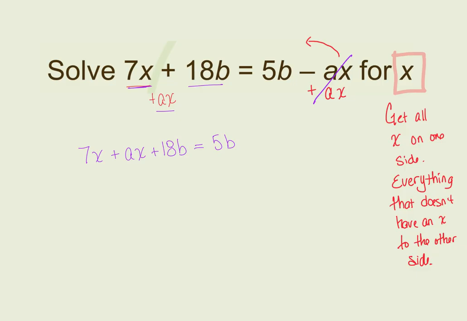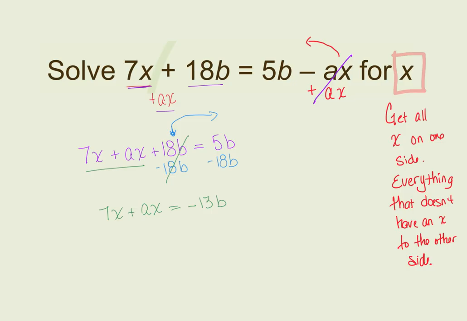Now, this 18b does not have an x in it. So I want to take that 18b and I want to move it to the other side. It is a plus 18b. So I'm going to say minus 18b. And now I have canceled it from this side. I have 7x plus ax over here. And I have 5b minus 18b. So I have negative 13b right there.